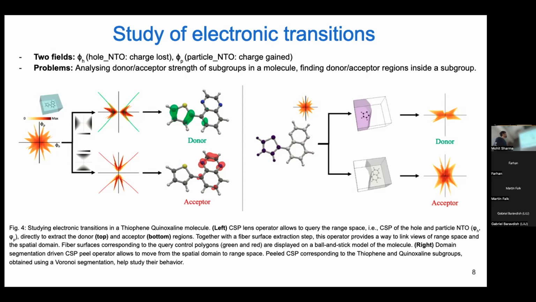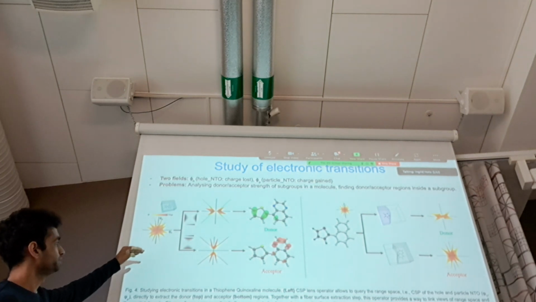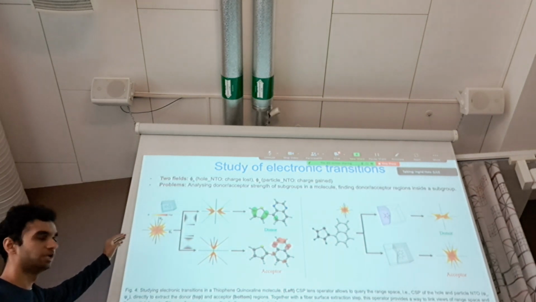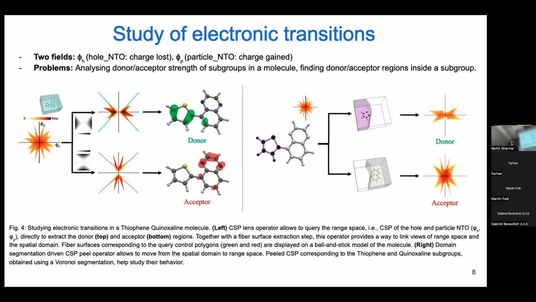In order to study this, we gave 2 different operators. This vertical line separates the 2 operators. We call both of these CSP operators, continuous scatter plot operators. In the first one, we just consider the continuous scatter plot of that particular molecule, of that particular state. The x-axis tells me the amount of charge lost and the y-axis tells me the amount of charge gained. We use the continuous scatter plot and try to divide, or segment, that scatter plot into donor and acceptor parts.